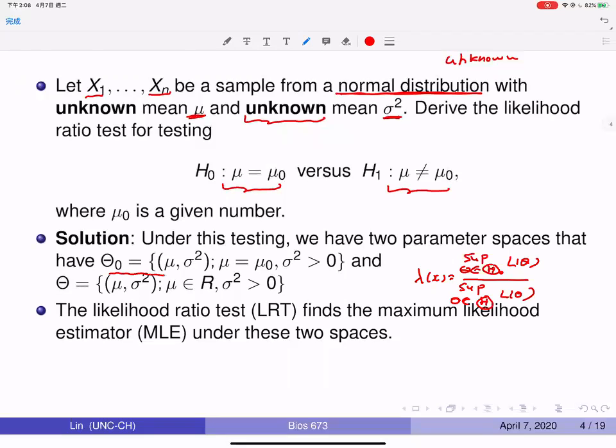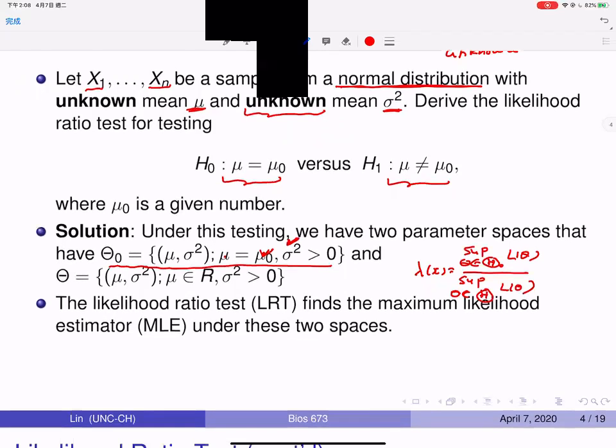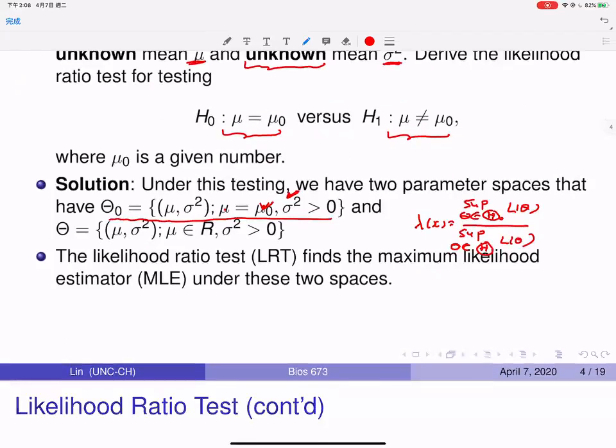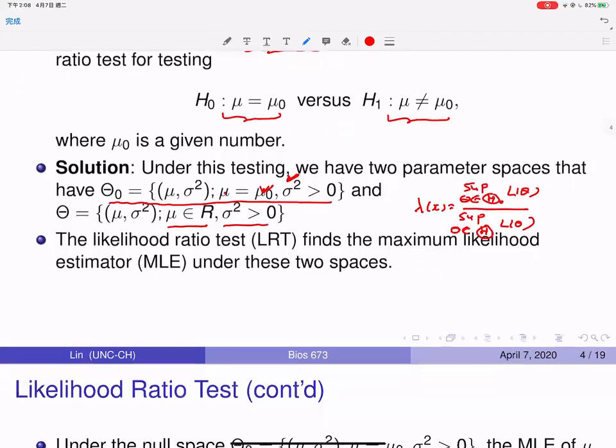The null space, because of the two-parameter system, you need to have mu equals mu 0 because of the null space. And then your sigma square is still free. They are still something you need to deal with because they are unknown, okay? Then the whole space, of course, has no limitation. Mu is the real line, and then sigma square is positive, okay?